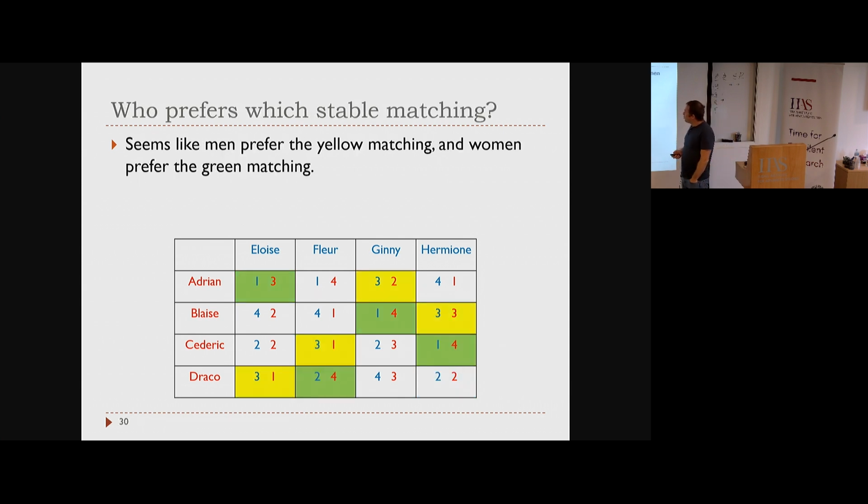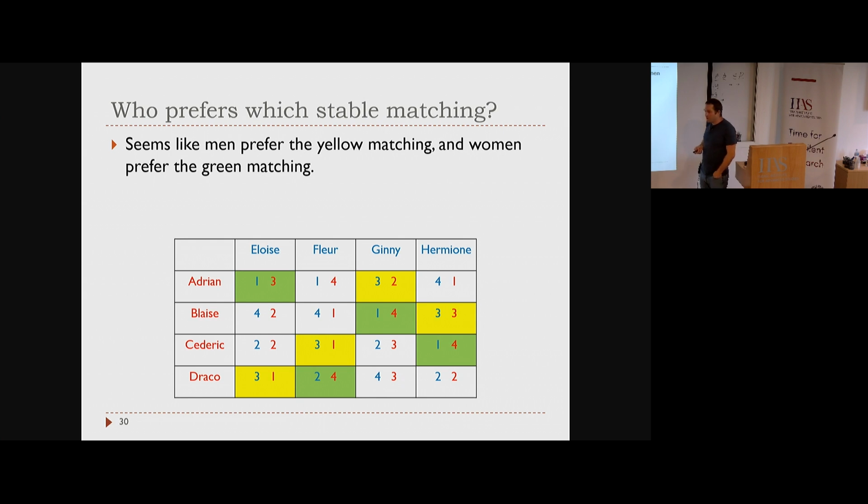Now, let's look at who prefers which stable matching, the one that we get from the men proposing deferred acceptance and the one we get from the women proposing deferred acceptance. So if we compare the yellow matching that we got from the men proposing deferred acceptance with the green matching, we can easily see that the men all prefer the yellow matching to the green matching. You see that? 2 and not 3, 3 and not 4, 1 and not 4, 1 not 4. So the men all prefer the yellow matching. And the women all prefer the green matching, and that's not by chance.